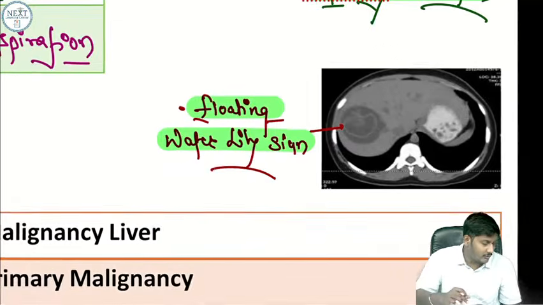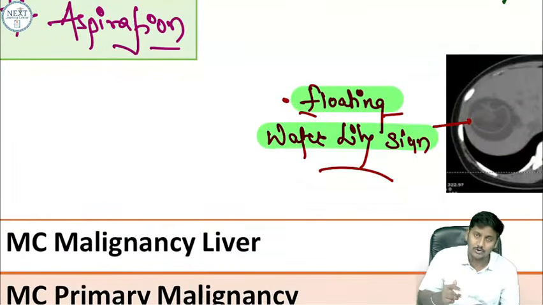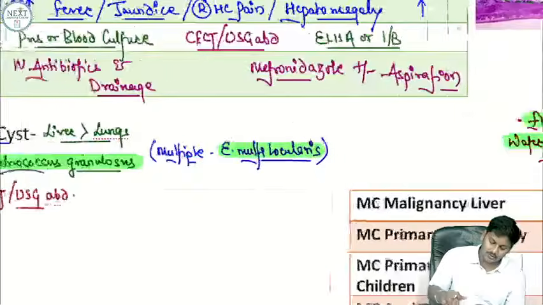Remember, beta, we know there is Gherbe's classification which was followed earlier, and now there is a WHO classification. According to the Gherbe's classification, floating water lily sign is going to be type 2, and according to the WHO classification it is type 3. Do remember that? Okay, that is what is important to remember.